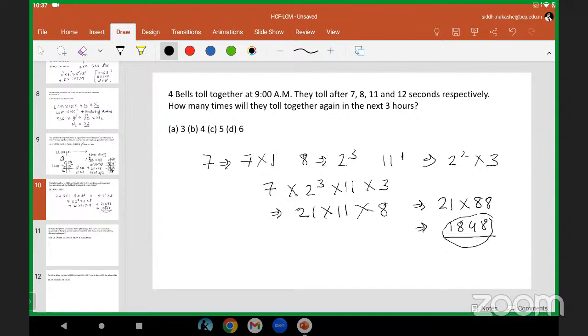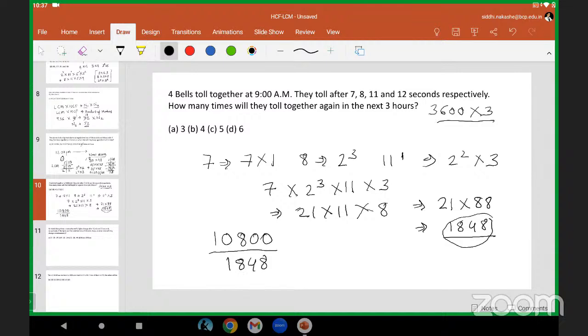So now we have how many seconds in 3 hours? We have 3,600 seconds in 1 hour, multiplied by 3, that is 10,800 seconds. So we have this many seconds. Now every time it tolls, after how many seconds altogether?